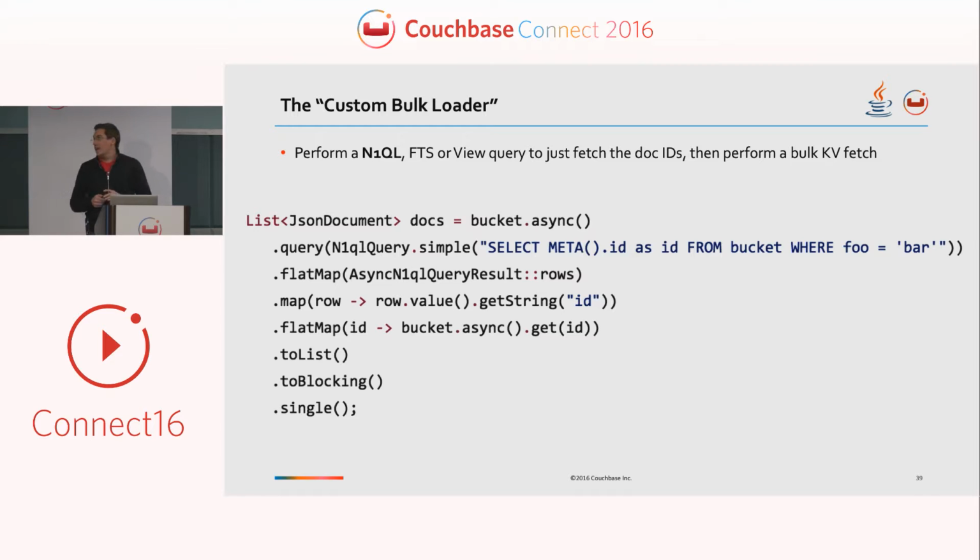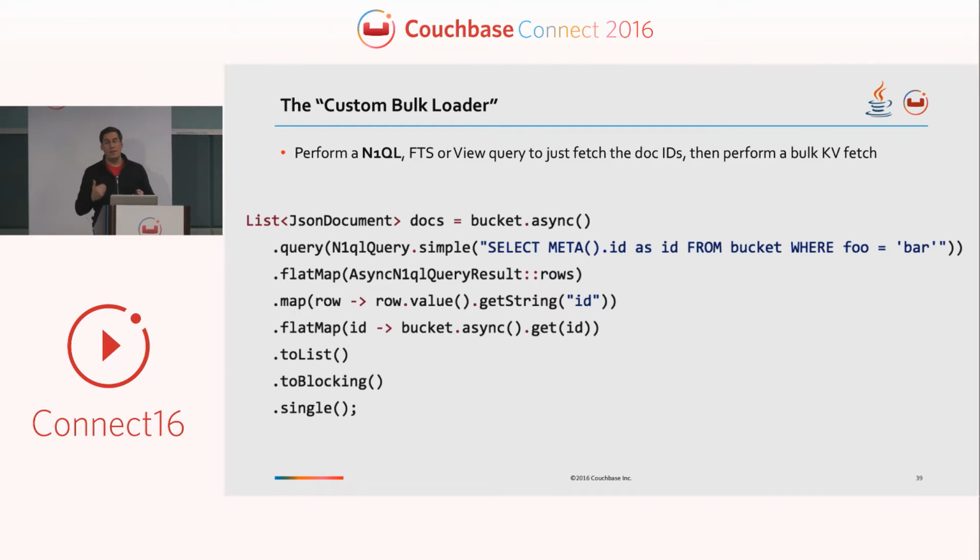This was the custom bulk loader, right? So what we can do is we can perform a Nickel FTS or view query to just fetch the document ID and then perform a bulk KV fetch. Now, why do we need this, right? Can we just do select star from and get the full documents back?